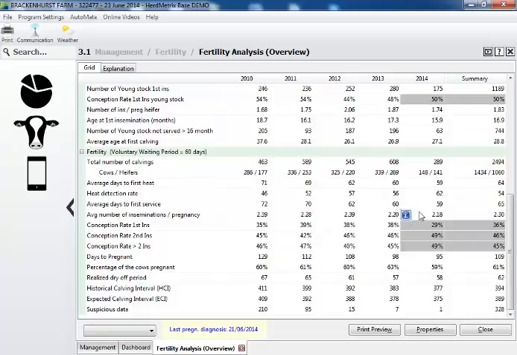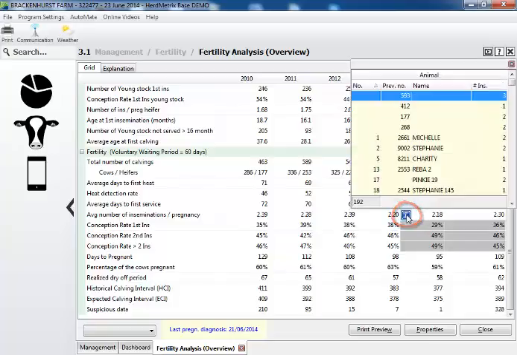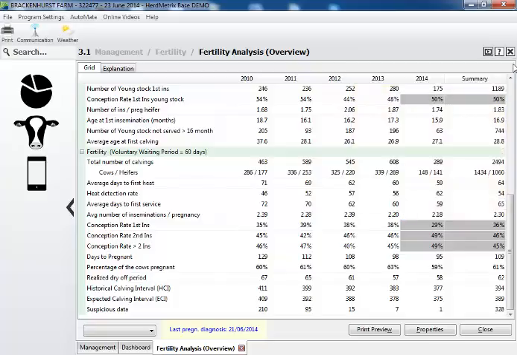Now we're also able to look at the cows behind the calculations. So where you see the blue eye in Herd Metrics, you can just click and that will show you the cows that were included in this calculation. So 519 was actually served 6 times.